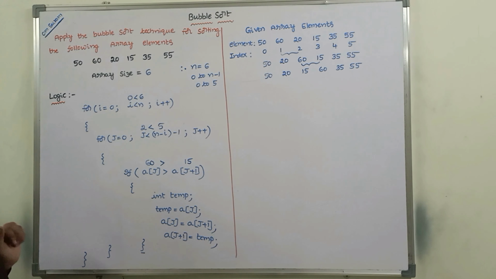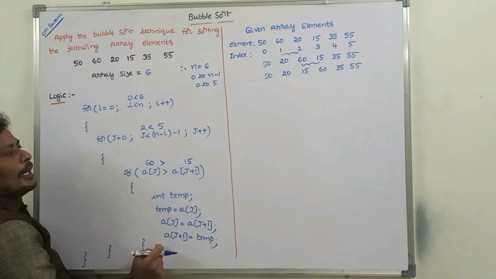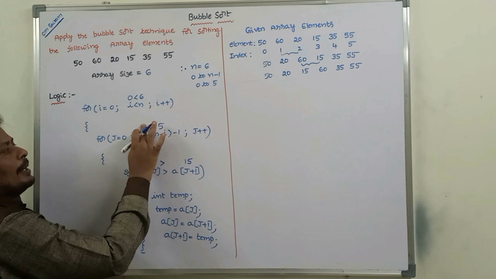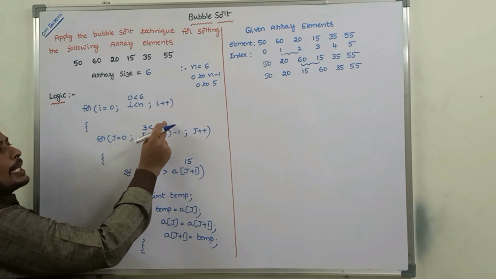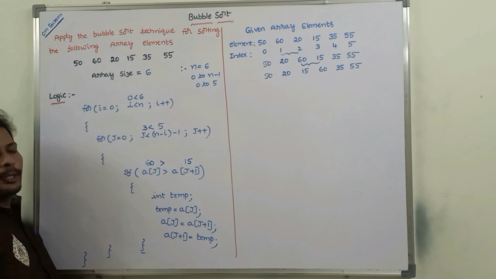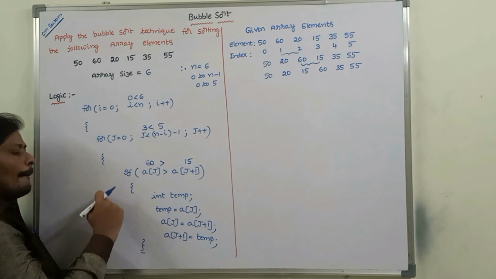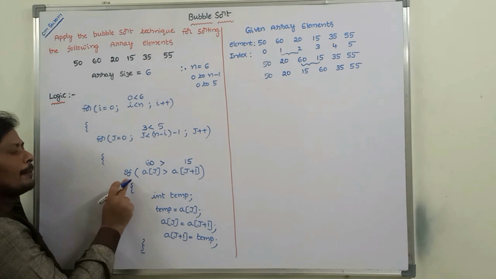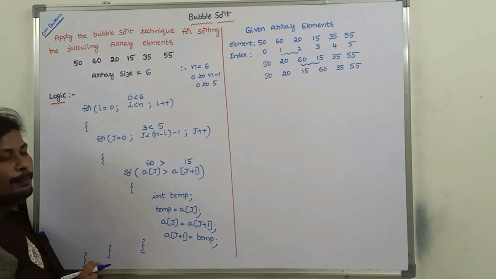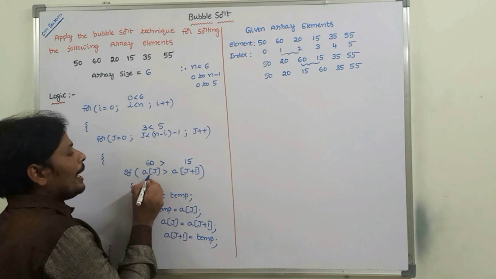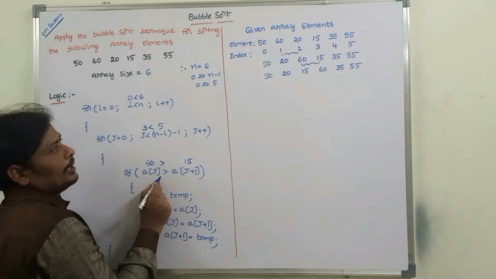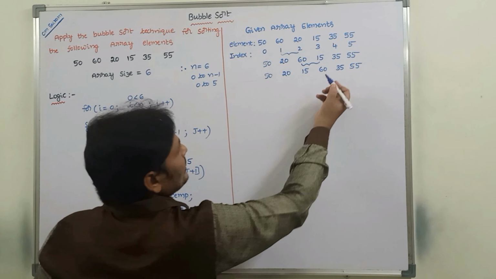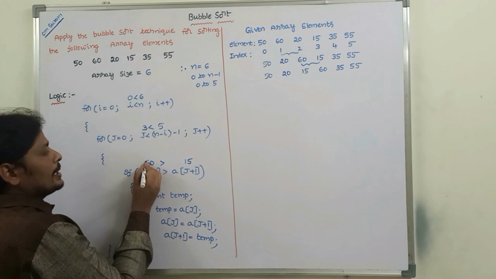Okay. Next, after swapping, again j value is incremented. Now j value is 3. 3 less than 5. Condition true. The control goes to the body of the for loop. In the body of the for loop, if statement is there. If A of j, now j value how much? 3. A of 3. So A of 3 contains 60.